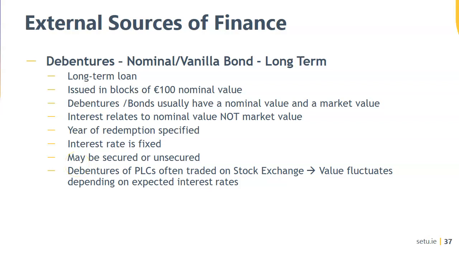So, if an individual has a bond, they are entitled to interest on that particular bond. There is a year of redemption specified. So, i.e. in 2025, for example, the bond will be redeemed. Interest is typically on a fixed rate as a percentage of the bond. It may be secured or unsecured, and the debentures of public listed companies are often traded on the stock exchange. The value fluctuates depending on the expected interest rates that the individual will receive.